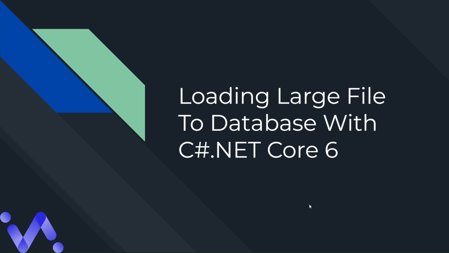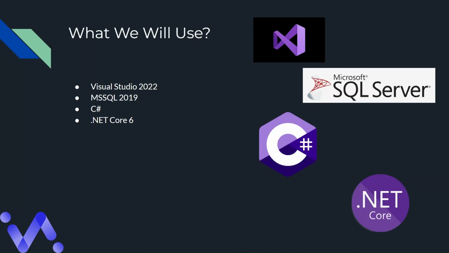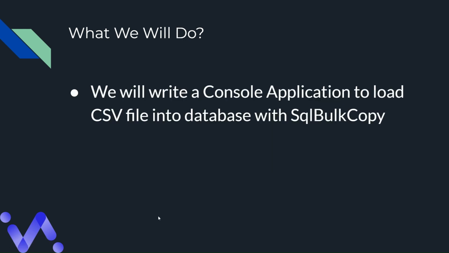And today I would like to share with you the approach of how we load large files to the database with C Sharp and .NET Core. So, what we will use for today? We will use Visual Studio 2022, Microsoft SQL Server 2019, C Sharp as the main programming language, and .NET 6 Core as the main platform for doing our code. And what we will do, we will write a console application to load a big CSV file into the database, and we will use SqlBulkCopy.